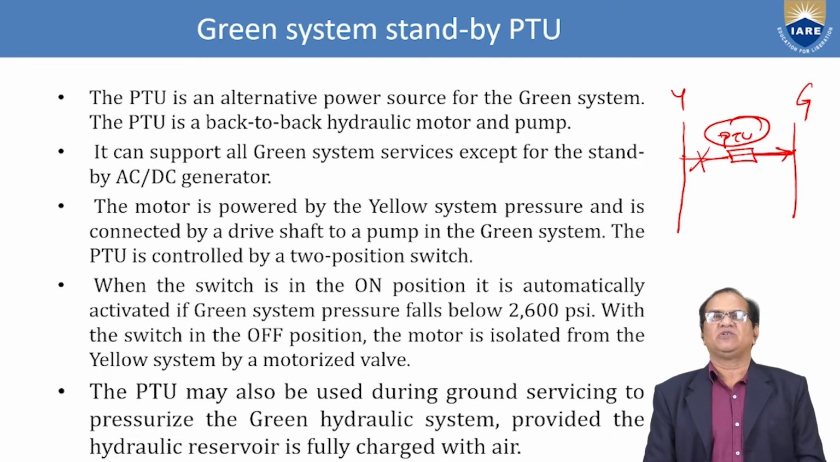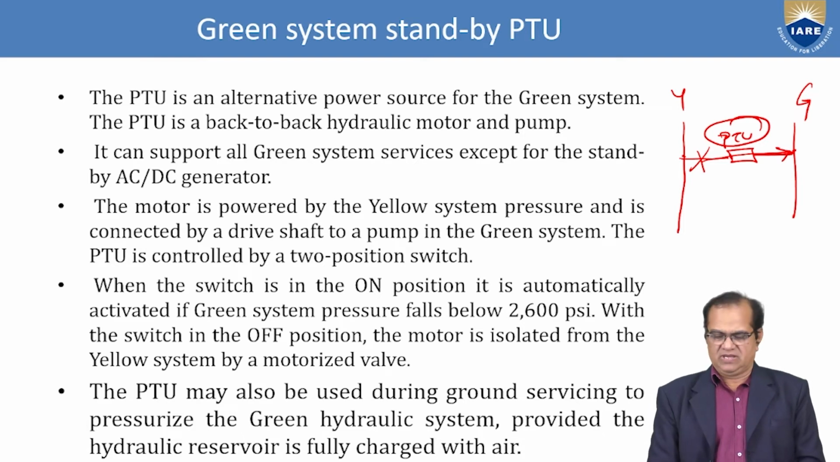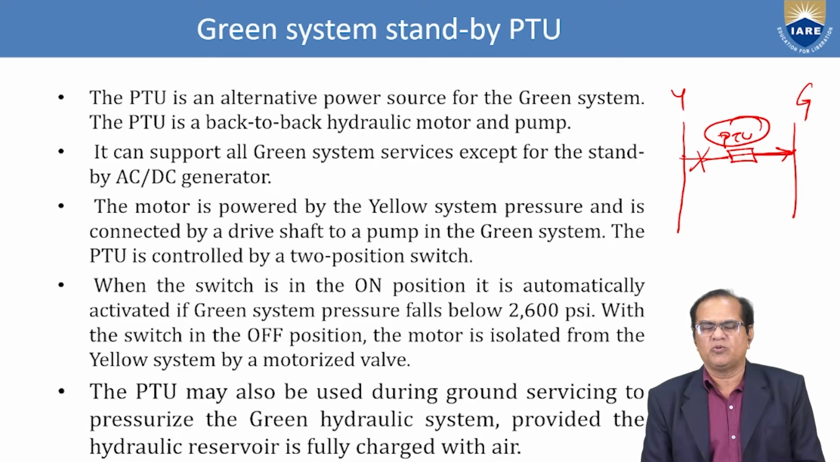The power transfer unit is an alternative power source for the green system. The PTU is a back-to-back hydraulic motor and pump. It can support all green system services except for the standby AC/DC generator. The motor is provided by the yellow system pressure and is connected by a drive shaft to a pump in the green system. The PTU is controlled by a 2-position switch.